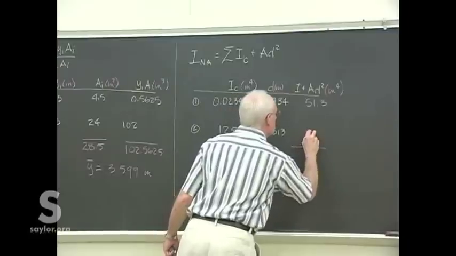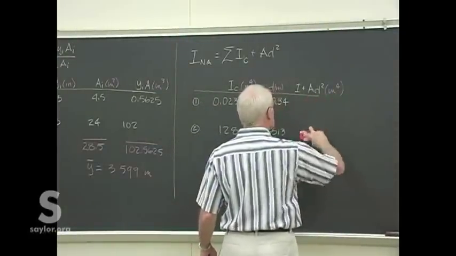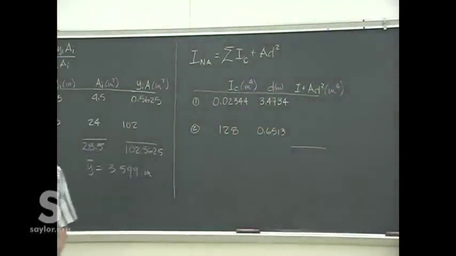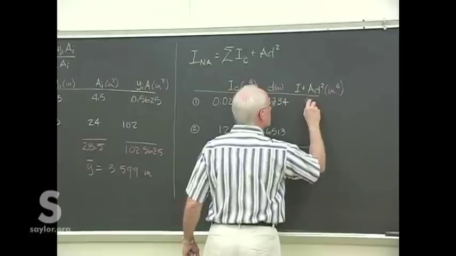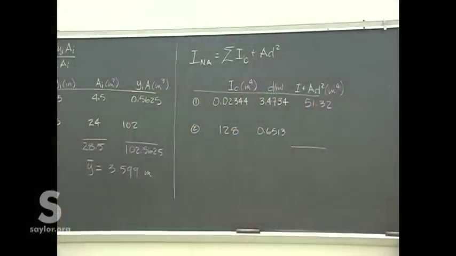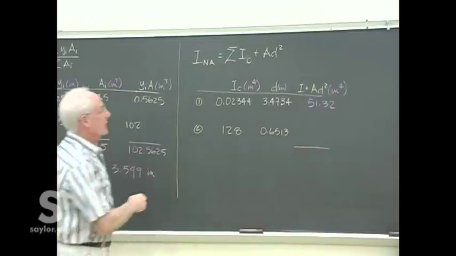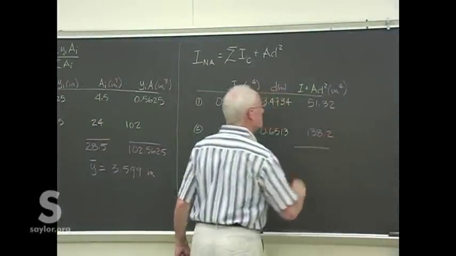10.2. Oh wait, sorry, that's just AD squared, not I plus AD squared. Oh, but it doesn't change much. 51.32 for that one. And 138.2. And you can check all these.